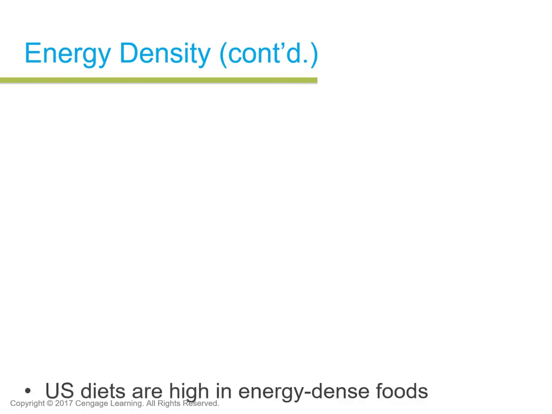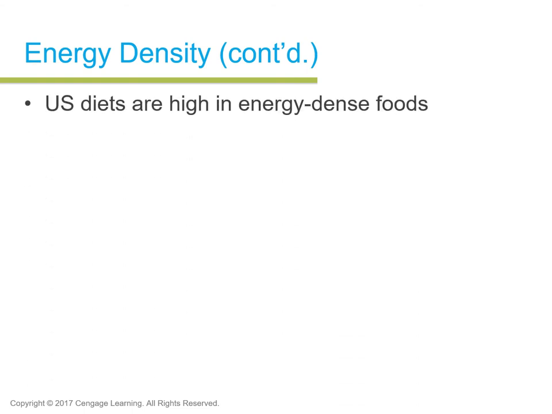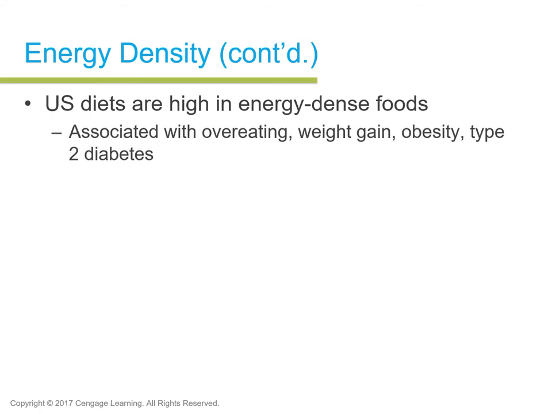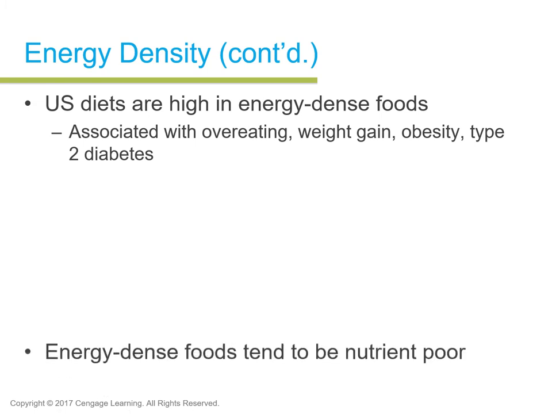Energy density, continued. U.S. diets are high in energy-dense foods associated with overeating, weight gain, obesity, and type 2 diabetes. A lot of studies are finding that we eat a lot of grains in the form of refined grains like potato chips. They're not really in their natural form. They're really refined and white. We need to switch more to whole grain breads and pastas that contain more fiber and natural nutrients.